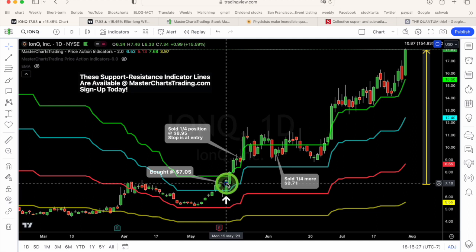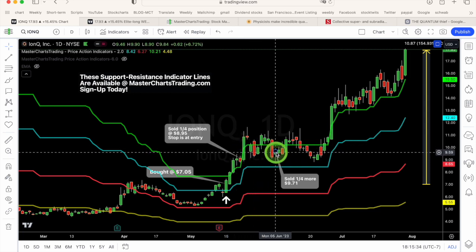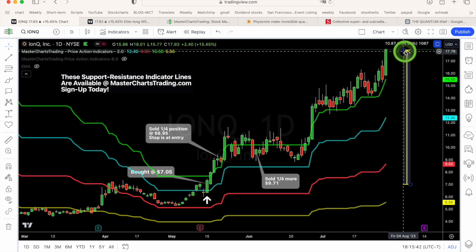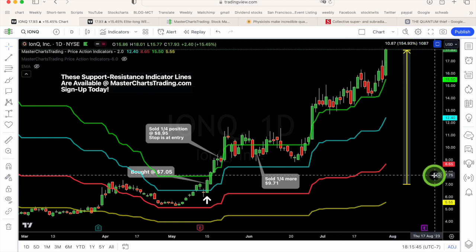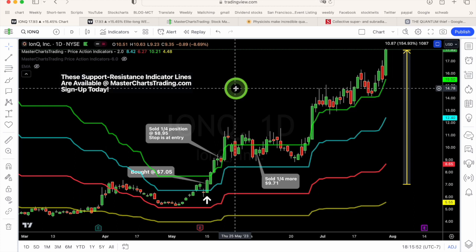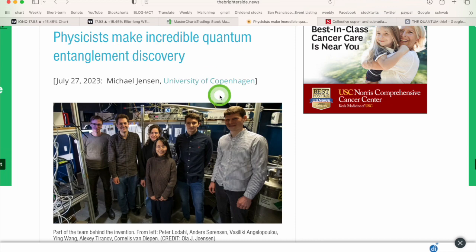I bought it on May 15th of this year at $7.05. I took profits. I moved my stop to entry, took more profits here, and now I'm holding about half of my original position, which is still really great because it's up 154% since I originally bought it. I bought it at $7. It's currently at $17.88. So overall, this is a very interesting stock. This is quantum computer technology. Is it related to this? I don't know. You decide.